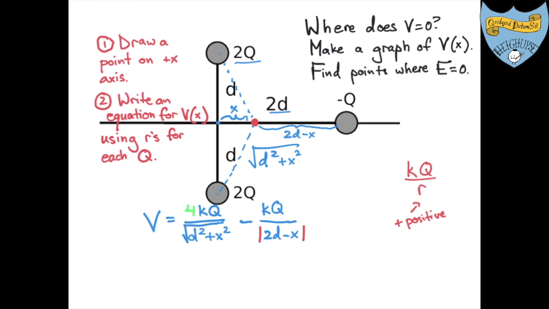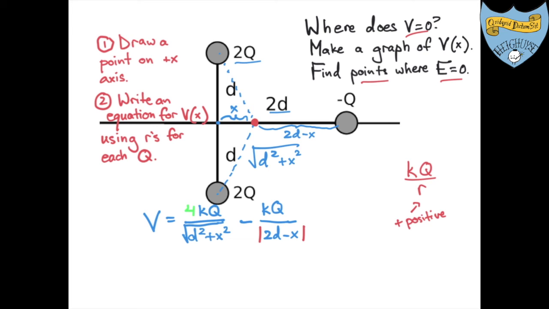Wait a minute, Mr. Errico. How do I deal with the k, q, and the d? This is just a symbolic problem. I don't know what k, q, and d are. Have no fear. In order to make our graphs, because after all what I really want to know is to find a point where the electric field is zero, find a point where the potential equals zero, right? I don't really care about the value of k and q. I just want to know what x is.